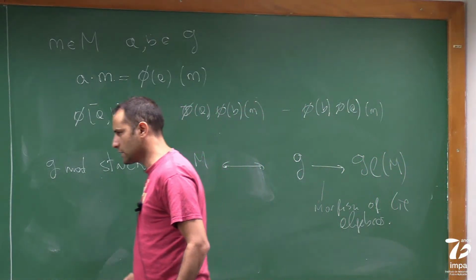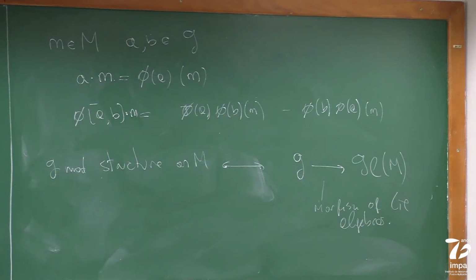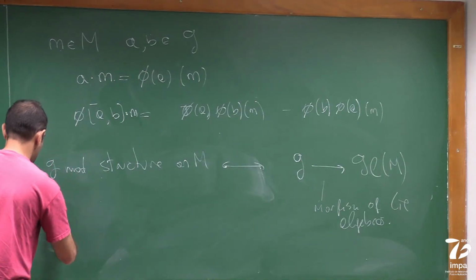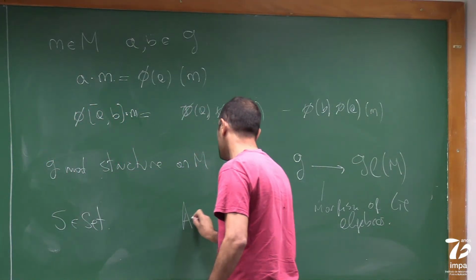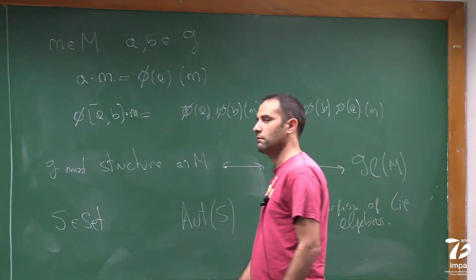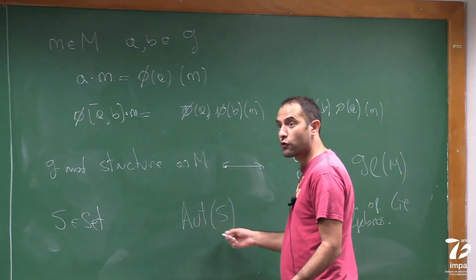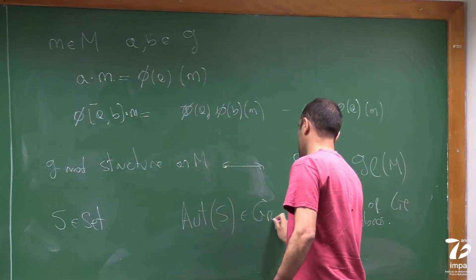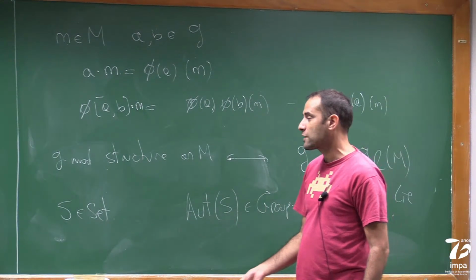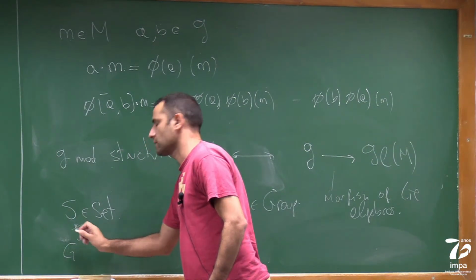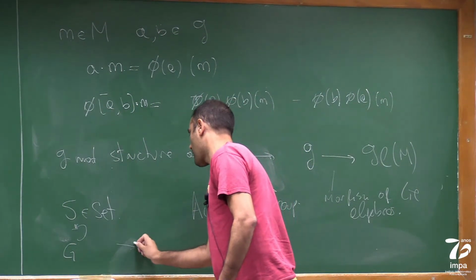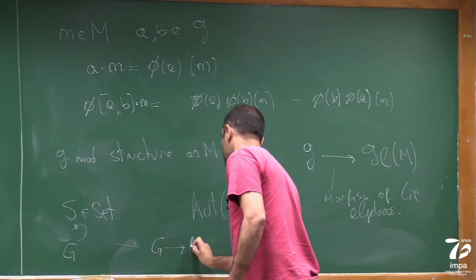Okay, this is general in representation theory, or this applies for any algebraic structure that you know. Whenever you have a set, if S is a set, then the automorphisms of S, bijections of the set to itself, this is a group. And a group action, an action of G on S, is the same thing as a group morphism from G to Aut of S.